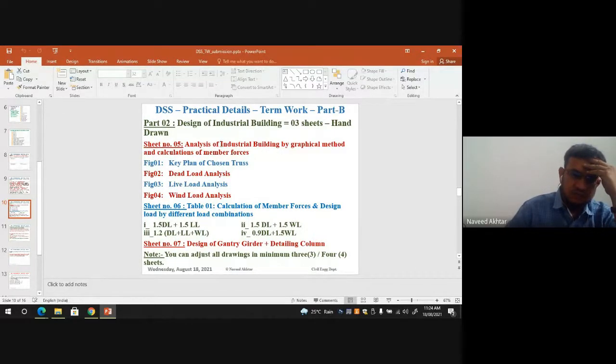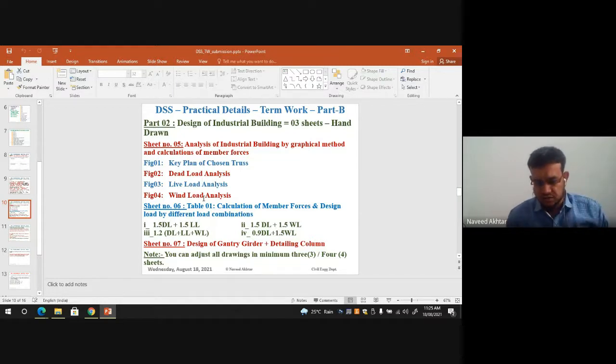So on sheet number 5, you have to draw a key plan of the chosen truss, whatever you have chosen, and perform dead load analysis, live load analysis, and wind load analysis. All these calculations you also have to do on the external pages. Write down the calculation also, and draw the sheet also.